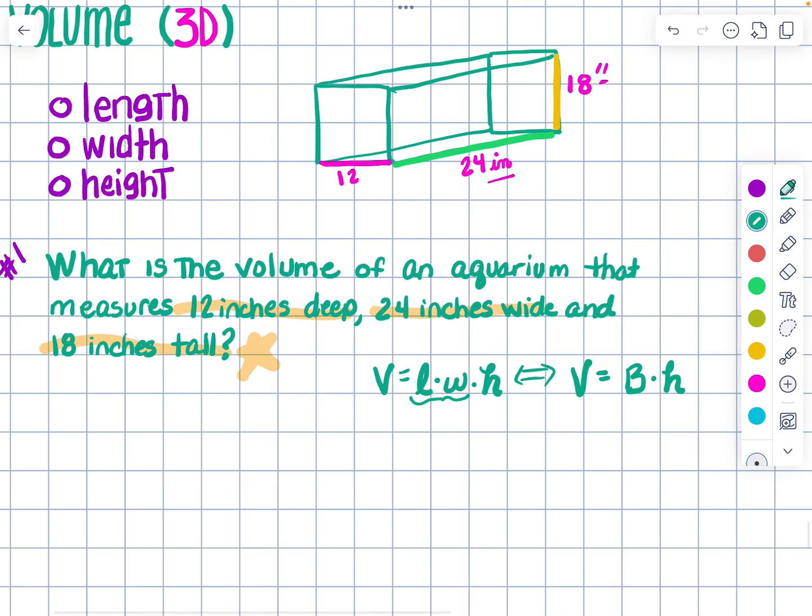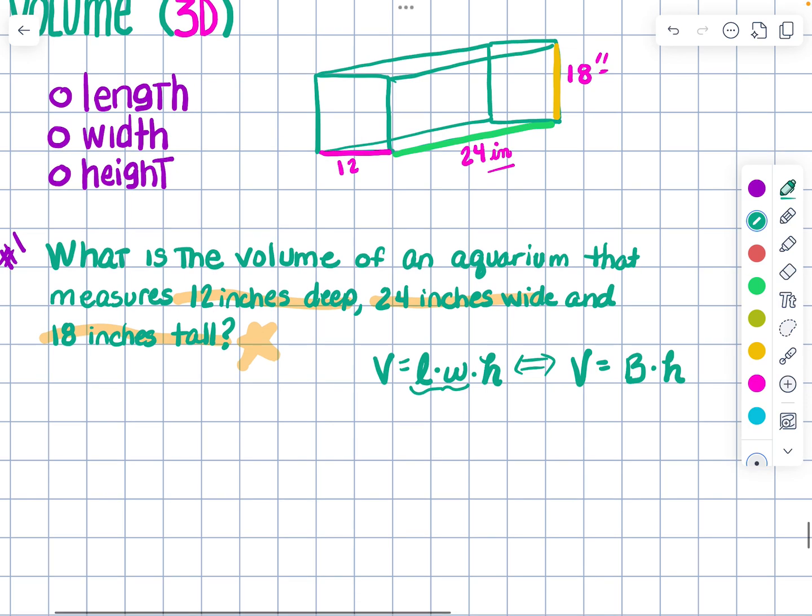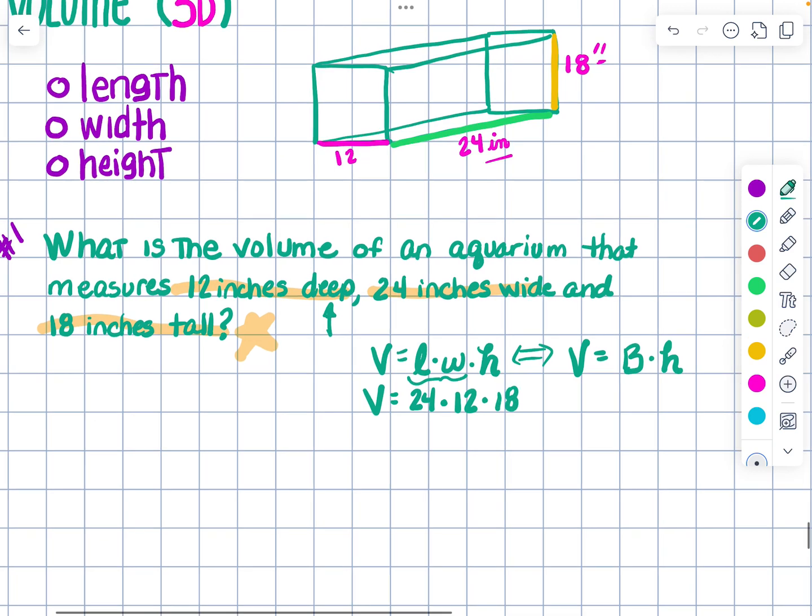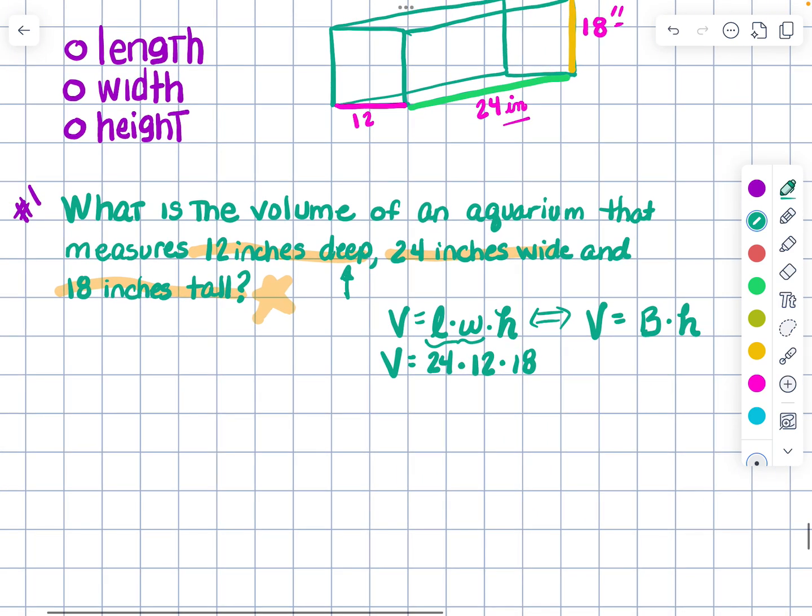Okay, so let's go ahead and write down what each of these things are. And we can write right under here. So the length is 24, and you can get that from the question or the picture that you drew. And the width is 12, so we're going to multiply those together, and then the height is 18. All right, so now we need to multiply these things out.